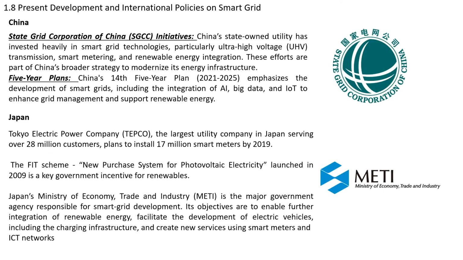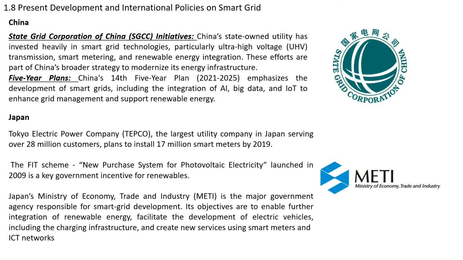These efforts are part of China's broader strategy to modernize its energy infrastructure, especially modernizing the ordinary meters to the advanced metering infrastructure. They also have some 5-year plans, like China's 14th 5-year plan, from 2021 to 2025. It emphasizes the development of smart grids, including the integration of artificial intelligence, big data, and IoT into grid management and supporting renewable energy.